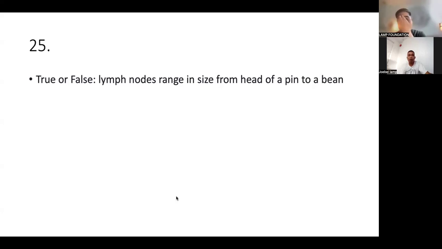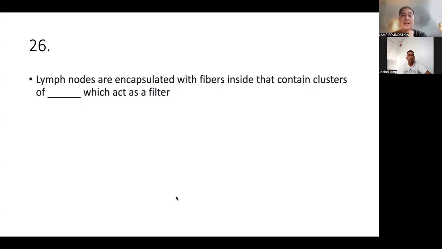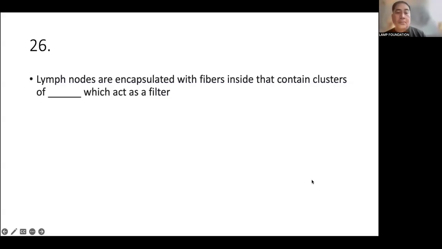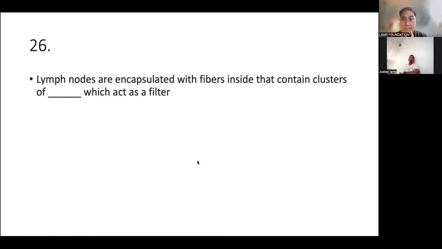Hello? Mahina ang signal, no? Hello? True. True. Lymph nodes are encapsulated with fibers that contain... Lymph nodes are... true. True. Lymph nodes are encapsulated with... Yeah. Okay, let's go to number 26.